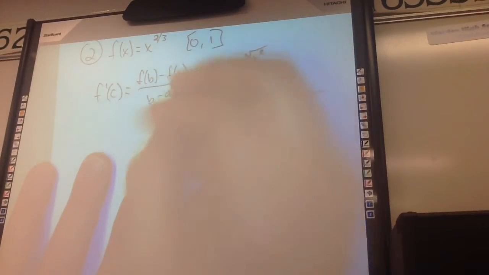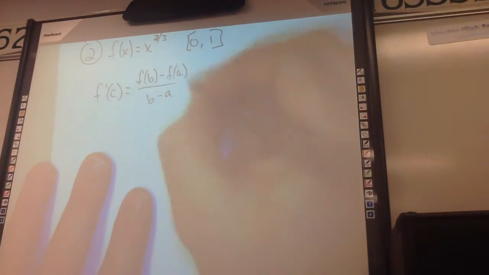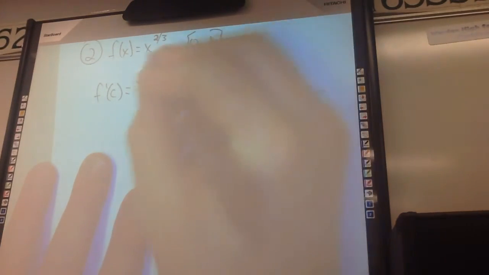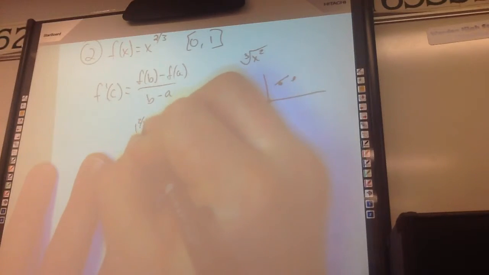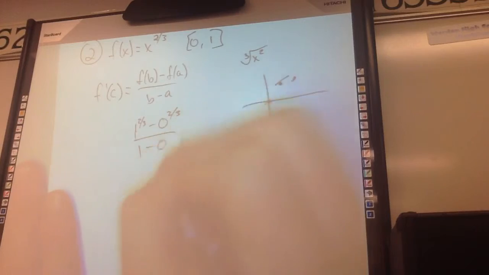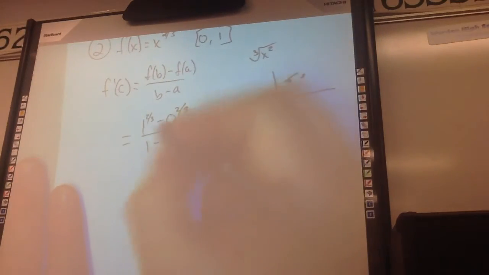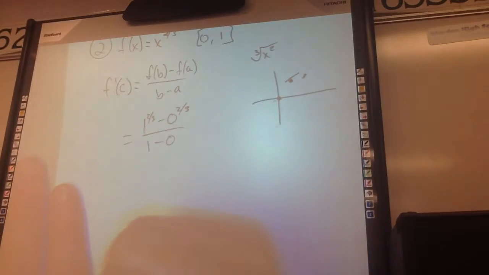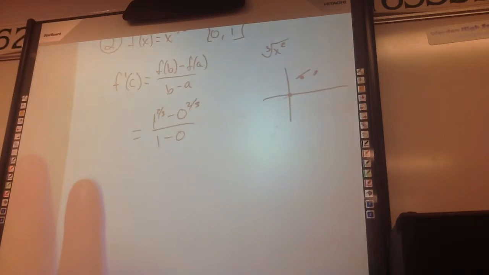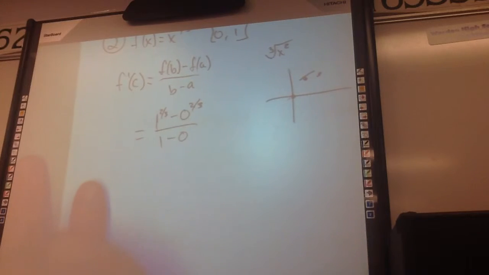So 1 minus 0. You could do the thing where you find the x and y, you just plug it in: 1 to the 2/3 power minus 0 to the 2/3 power over 1 minus 0. Which is 1 minus 0 over 1 minus 0. 1 to the 2/3 power, third root of 1's. So 0 is b and 1 is a. Doesn't matter. 1 to anything is 1, isn't it? You can flip them, it doesn't matter.